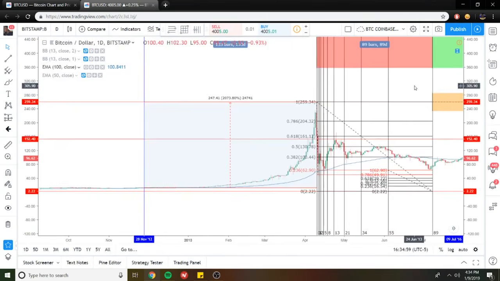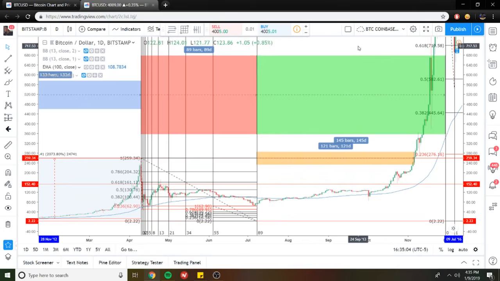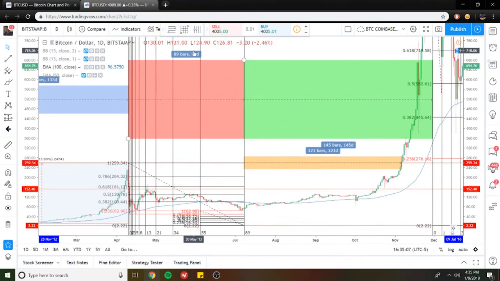Also important pieces of information to consider is the duration of these runs. The bear market here lasted 89 days, and that is measured from the peak of the move all the way to where the 89 in the time fib lands. The bull run here is measured from the ending of the 89 to the peak of the next subsequent move, and that lasted 145 days. The orange region is measured from the ending of the 89 to where the price beats or breaks above the previously set high, in this case $260, and lasted 121 days.